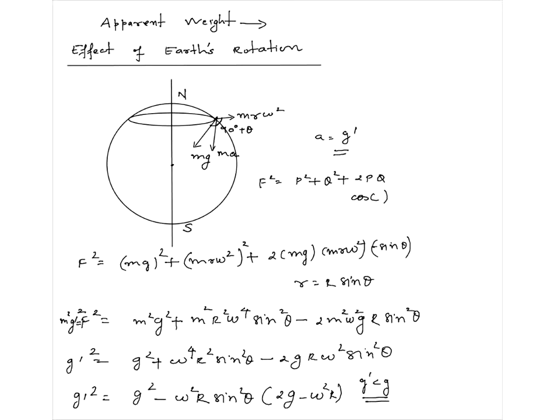There is one more reason why g is more at the poles. Poles are closer to the center of the earth. You know, earth is somewhat flat. The poles are somewhat closer to the center of the earth. Closer means larger force. So both these factors make g greatest at the poles.